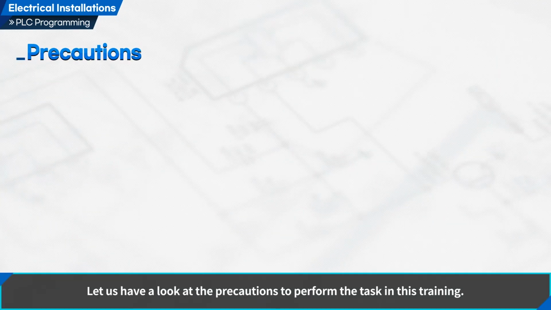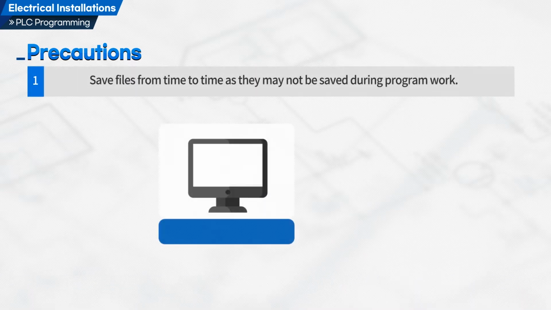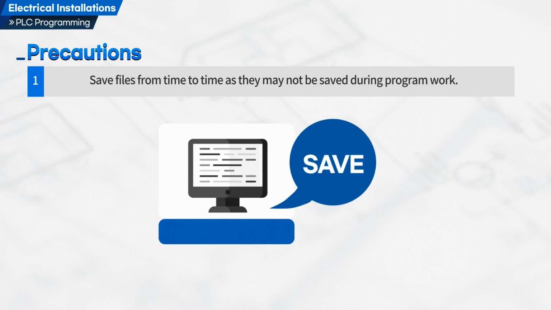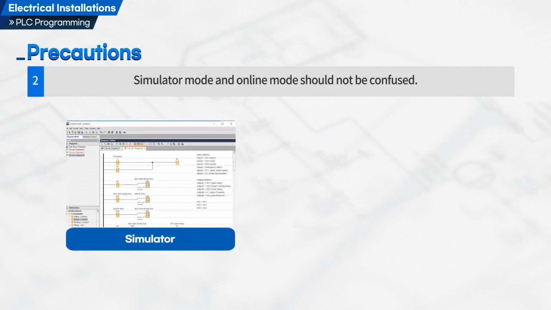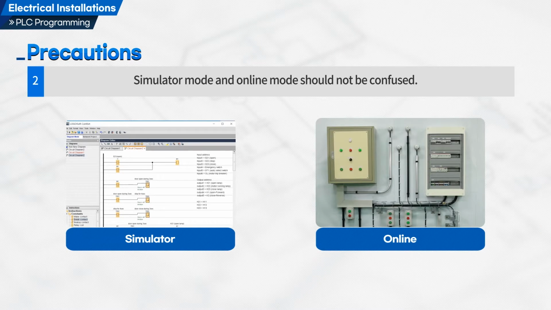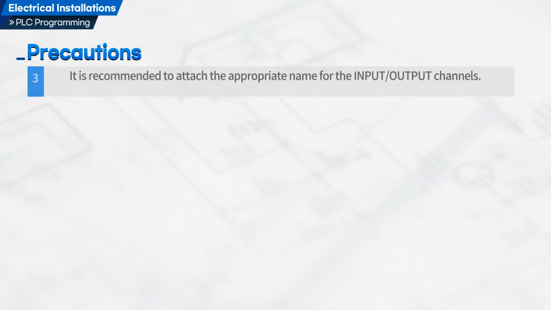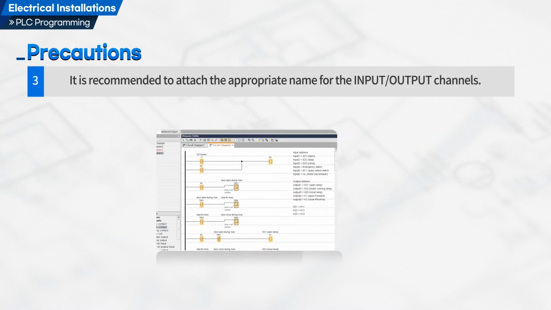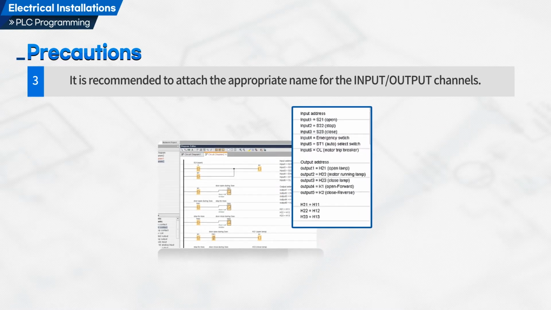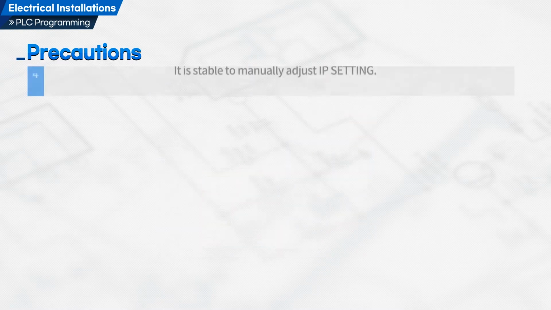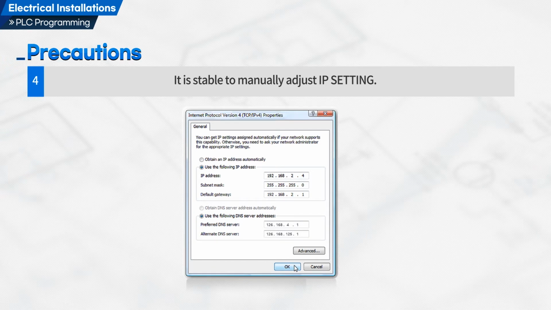Let us have a look at the precautions to perform the task in this training. Save files from time to time as they may not be saved during program work. Simulator mode and online mode should not be confused. It is recommended to attach the appropriate names to the input-output channels. It is stable to manually adjust the IP setting.